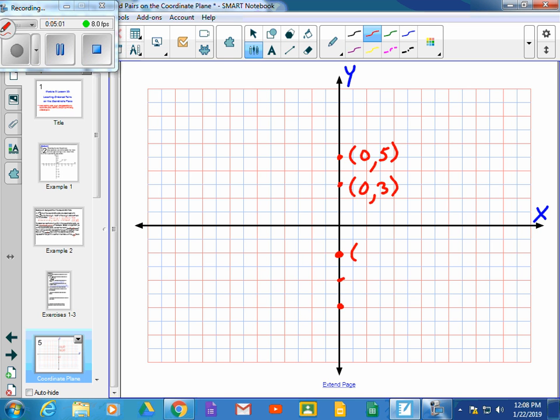Then I have 0, -2, because I did not go left or right, but I went down 2. Then I have 0, -4. I did not go left or right, I went down 4. And then I have 0, -6. I did not go left or right, but I went down 6.